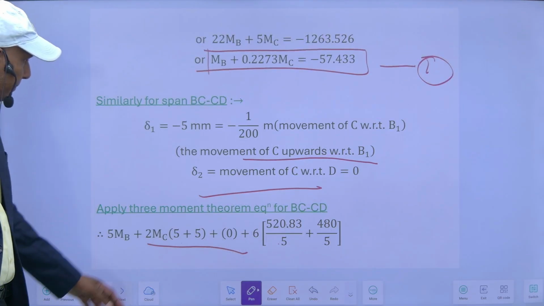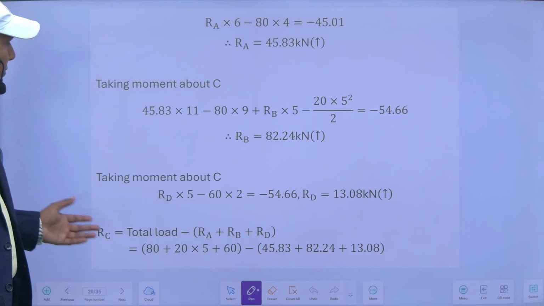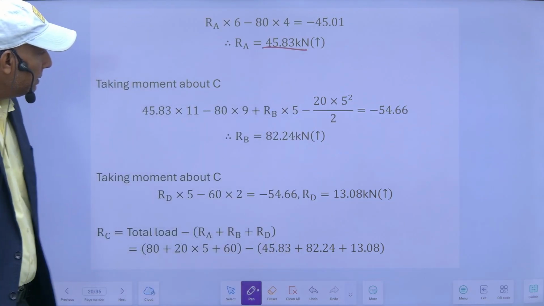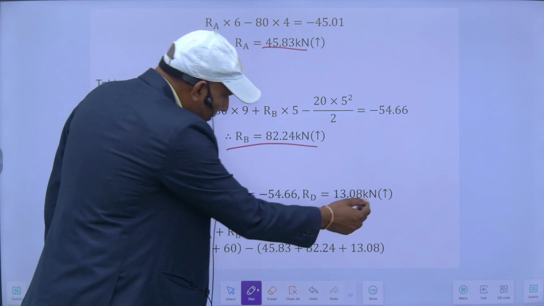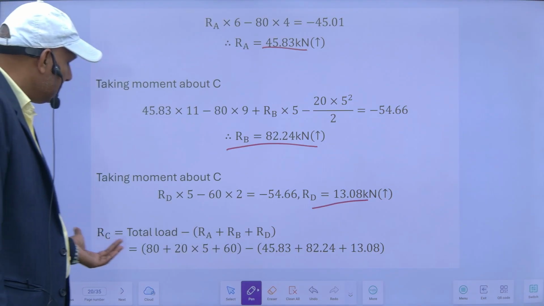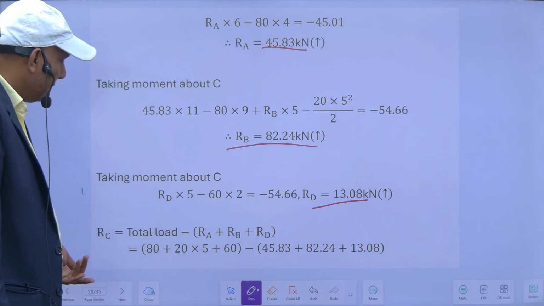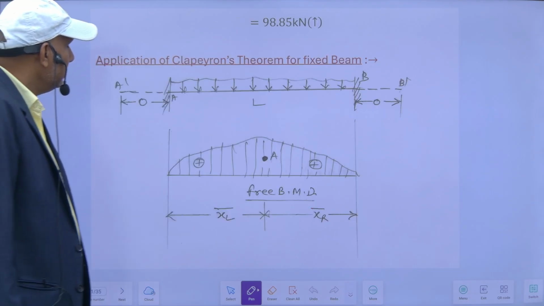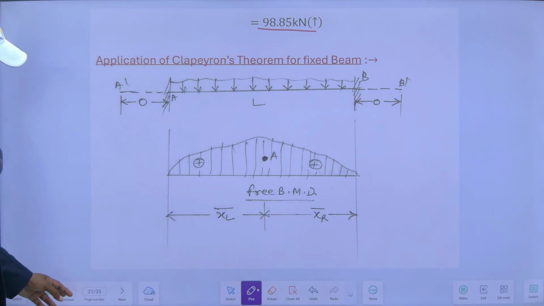So this way we can find the reactions. RA is 45.83, RB is equal to 82.24, RD is equal to this one, and RC I can find by total load minus RA plus RB plus RD, otherwise by taking moment at B and then check it. So this is 98.85.